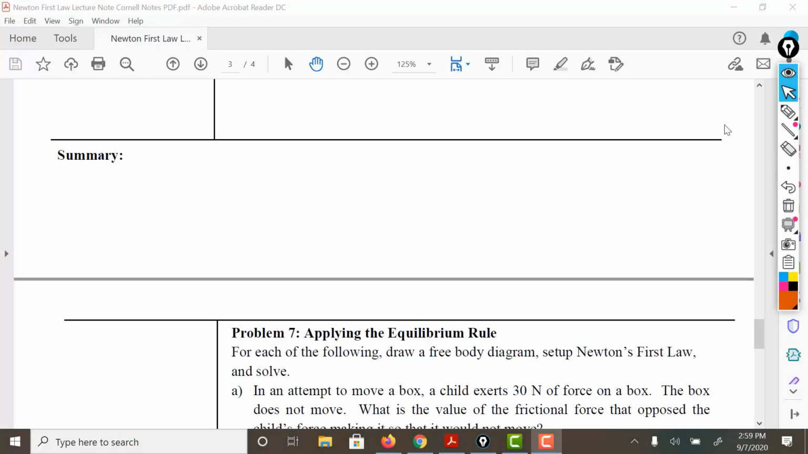For this summary, you're going to go ahead and consider the following. What goes on a free body diagram? So what do you actually draw on a free body diagram? Feel free to pause and take a moment to reflect on that and summarize that.